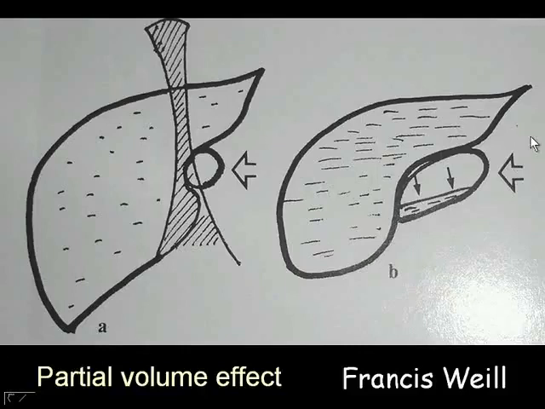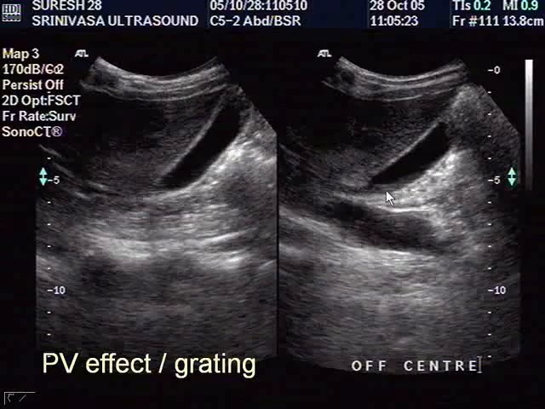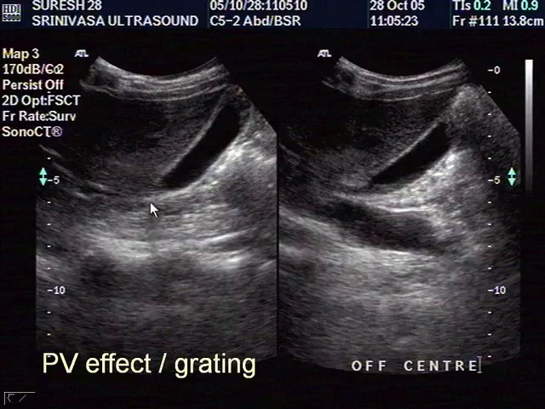This is artifactual sludge. If you cut through a part of the gallbladder, you will actually create artifactual sludge over there. Now let's look at this here. Can you see the sludge-like material there? But when I do a straight bang-on center image of the gallbladder, the sludge disappears. So if I cut a part of the gallbladder wall and the rest of the beam goes through outside the gallbladder, that partial volume effect can come here. Which is the other artifact which can give rise to echoes within the gallbladder? The side lobe artifact, otherwise known as the grating artifact.